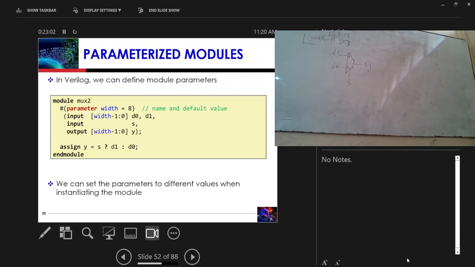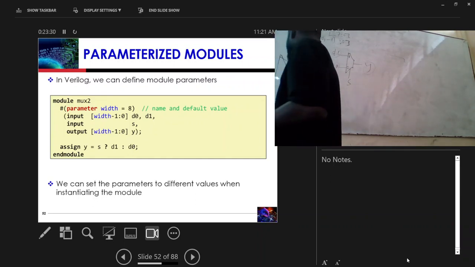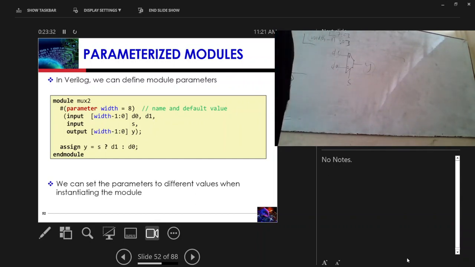Okay, again, if I have D0 to D31, what will be this? Another 32 minus 1. So I have D0 up to D31. What is this? 5 bits.